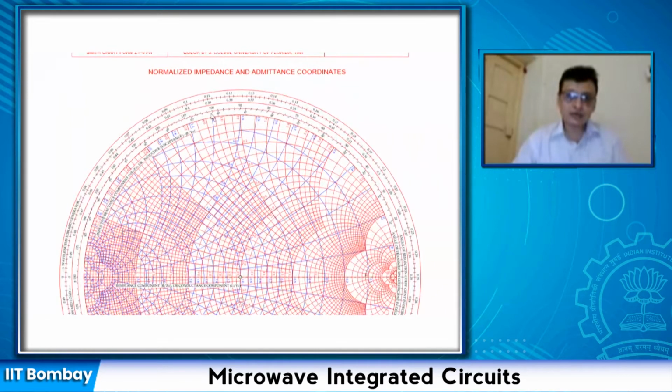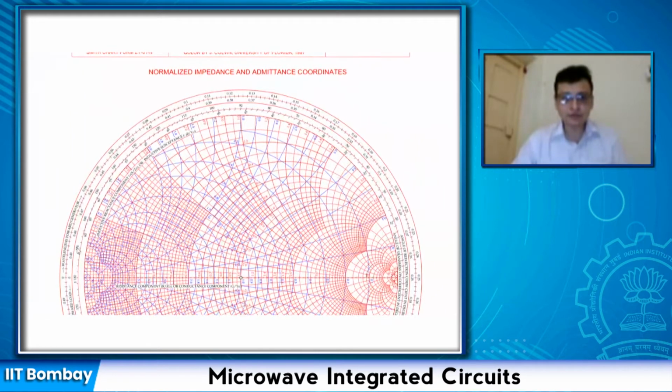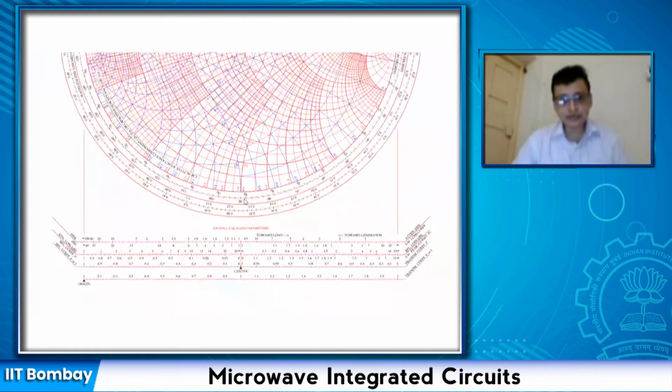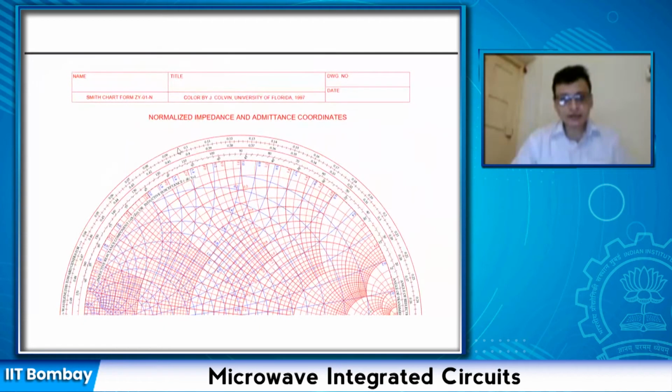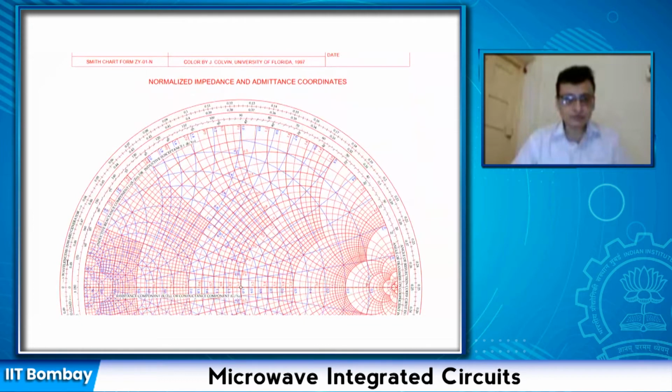There is one which is the angle, just the pure angle of the circle. 90 degrees corresponds to here, 180 degrees corresponds to this, and this is minus 90 degrees. The other one is the wavelength, this top one. The top one is for distance in terms of wavelengths if I move towards the generator, because when I move towards the generator, I move in the clockwise direction. And the bottom scale here is the distance in terms of wavelength when I move towards the load.